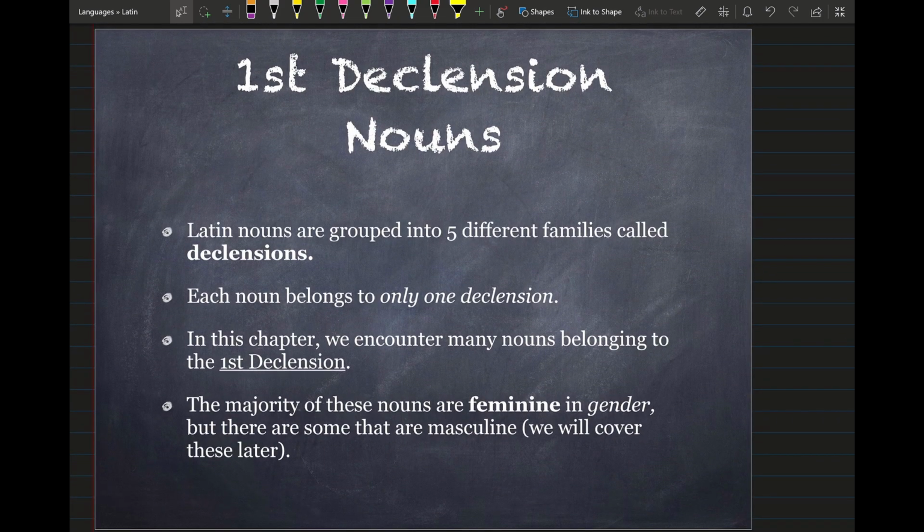First declension nouns. Okay, we will see immediately several first declension nouns in Lectio 1. Latin nouns are grouped into 5 different families called declensions. Each noun belongs to only one declension. In this chapter, or Lectio, we encounter many nouns belonging to the first declension. The majority of these nouns are feminine in gender, but there are some that are masculine, which we will cover later on when we encounter them.